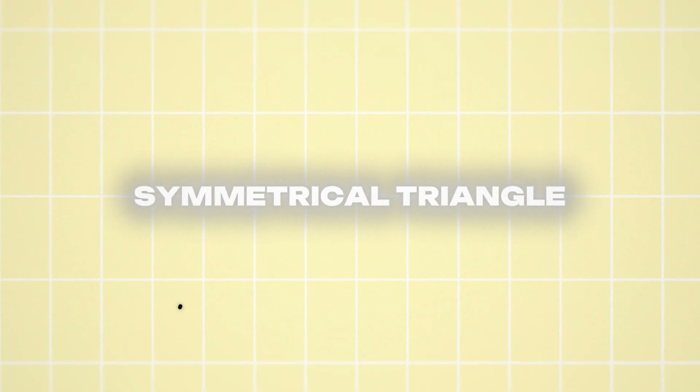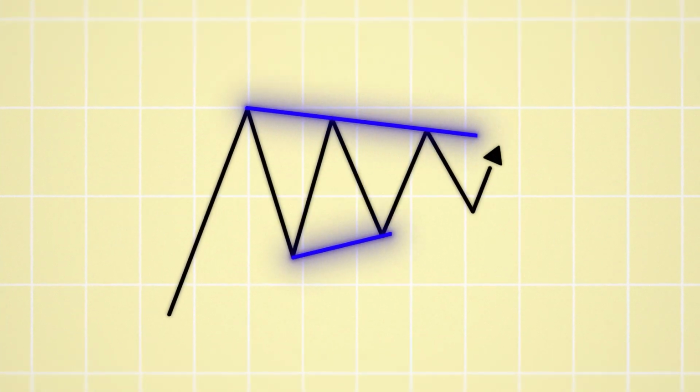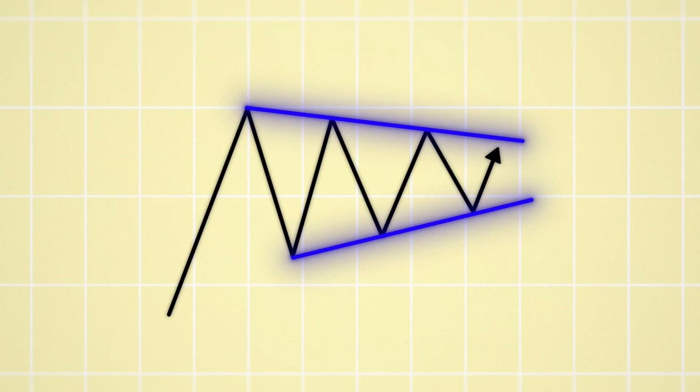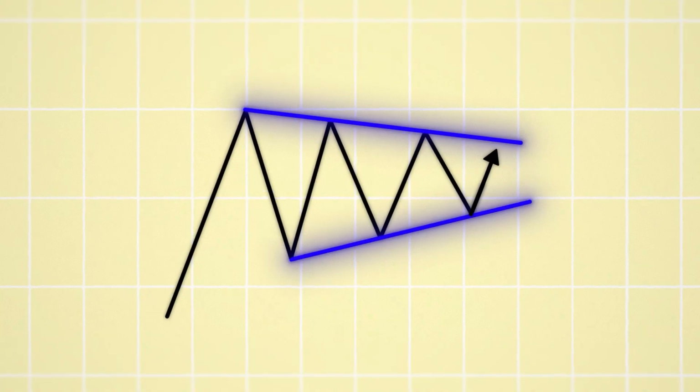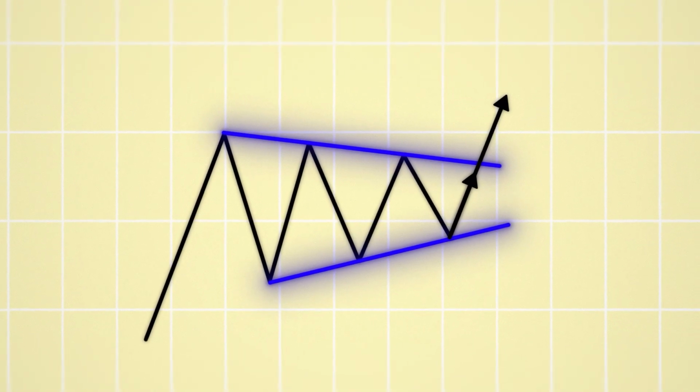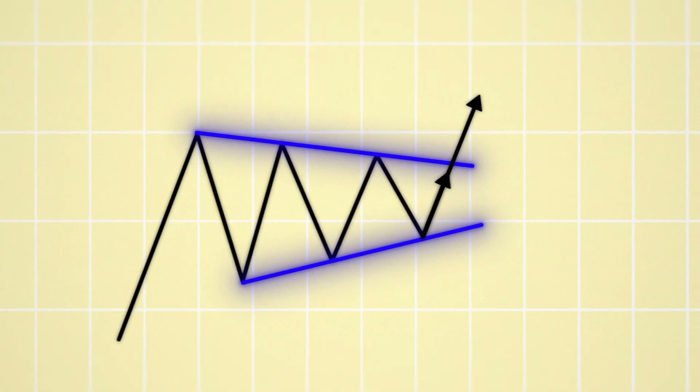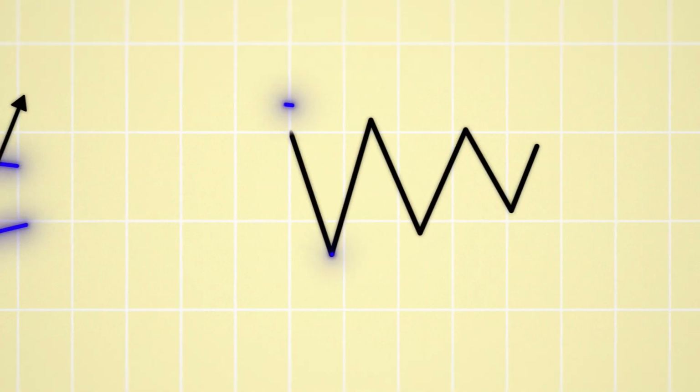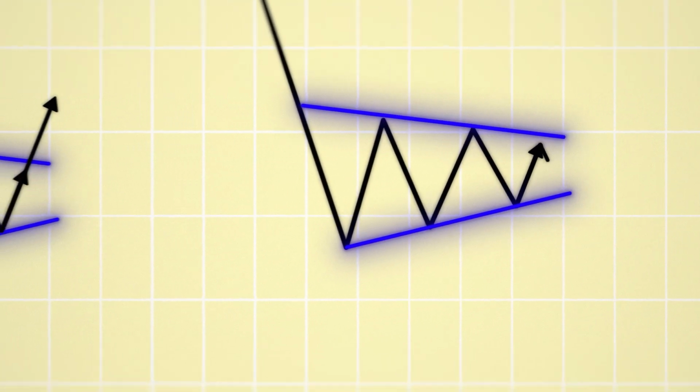Symmetrical triangle. This is a situation where, after an impulse, the market pauses and compression begins within a local range. Highs decrease, forming a descending trend line, and lows increase, forming an ascending trend line. This pattern works equally well in both bullish and bearish scenarios. The direction is determined by price consolidation. Above the highs trend line, bullish scenario. Below the lows trend line, bearish scenario.